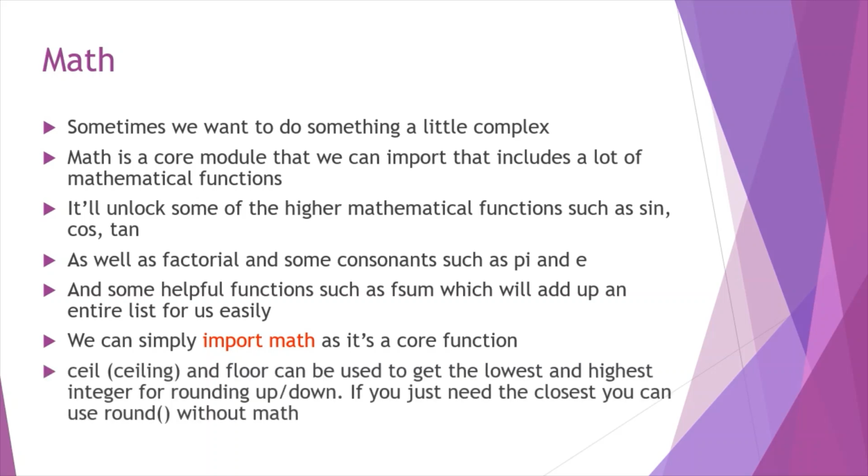Ceil, and well, it's actually ceil. For some reason it's just ceil in Python. And floor can be used to get the lowest and highest integer for rounding up and down. So if you have 39.9 and you run ceil, you'll get an integer of 40. If you run floor, you'll get 39, even though it's 39.9. If you just need the closest, you can just use round. It's basically just round. You don't need math for this.